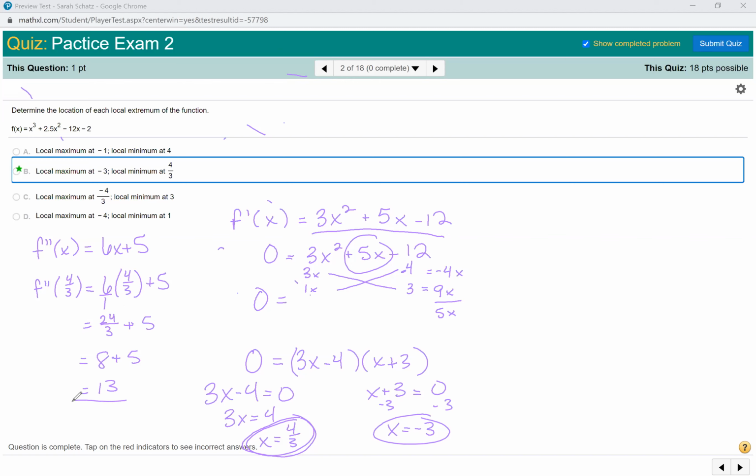Remember what this test says. Positive second derivative means concave up. This is what a positive second derivative does. And I got a positive value, which means at this critical point, my graph is concave up. That tells me that this is a minimum.